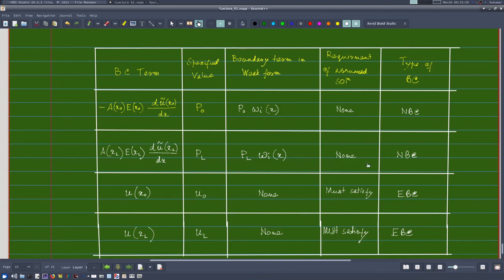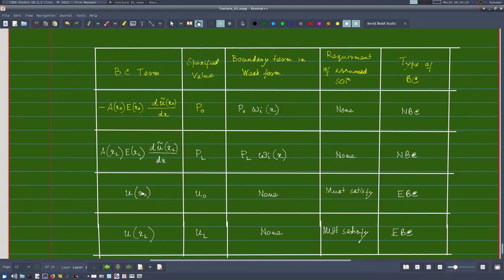Similarly, this is the right hand term, the force is PL, and this is a positive term, and the boundary term is PL into the weight function, and again it is a natural boundary condition, so assumed solution need not fulfill any requirement.